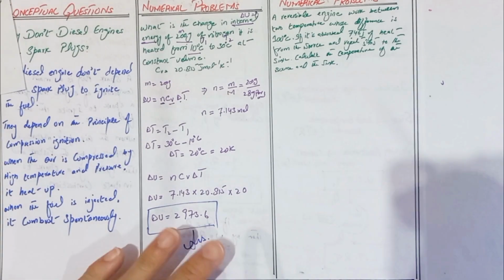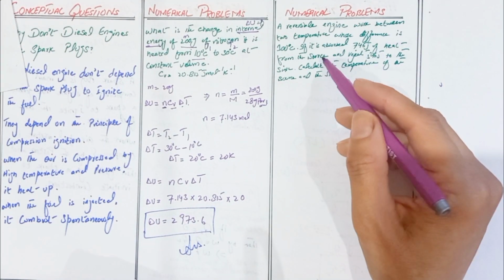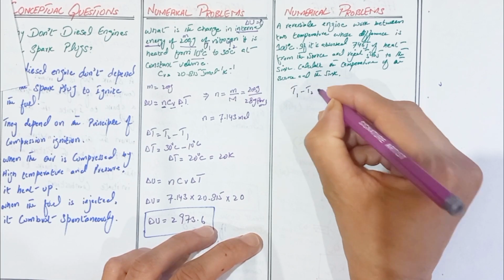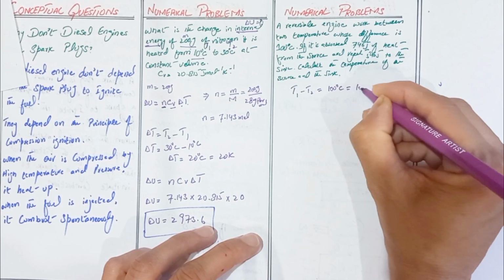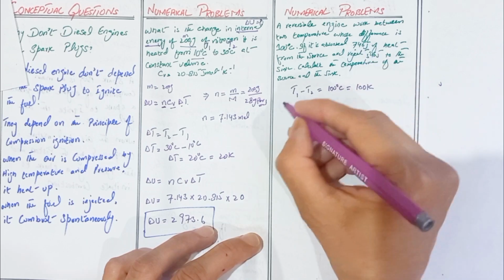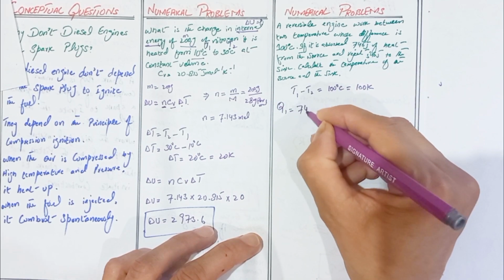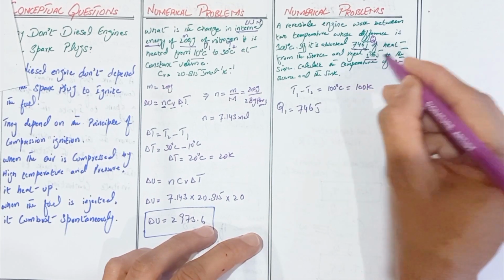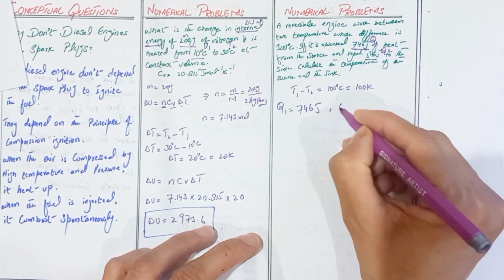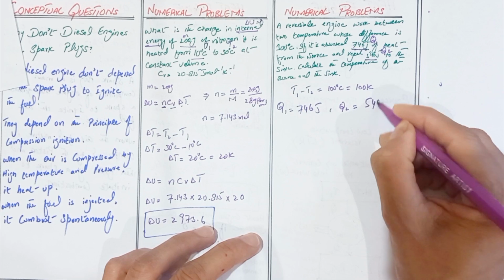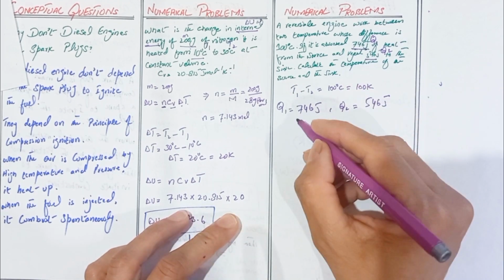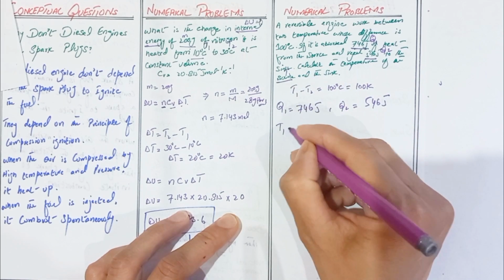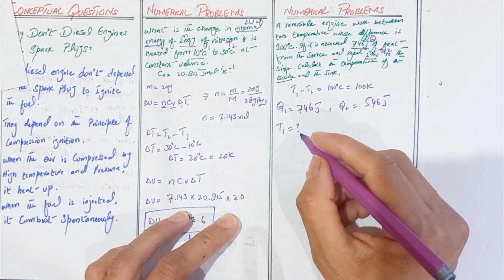Now we discuss another numerical problem. A reversible engine works between two temperatures whose difference is 100 degree centigrade. So the temperature difference is given as 100 degree centigrade, that we can write as 100 Kelvin. It absorbs 746 joule heat from the source and rejects Q2 heat to the sink. So Q2 is equal to 546 joule. Calculate the temperature of the source. So source temperature is represented by T1. So here we find the T1.